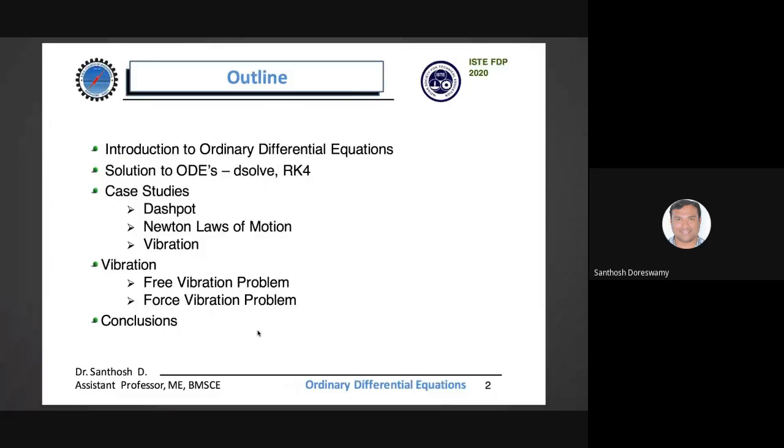We will have a small introduction on ordinary differential equations, and try to understand what type of differential equations we'll try to solve in this session. Then the solution technique for solving ordinary differential equations will be discussed, where I will give you the standard solvers in MATLAB and discuss how an iterative technique of solving ordinary differential equations can be accomplished using scripts and functions.